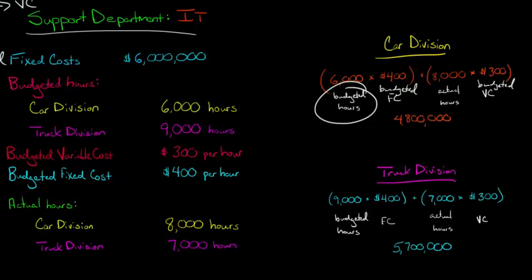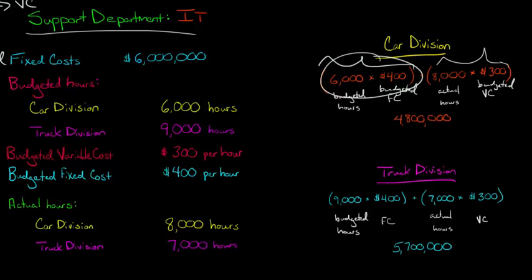So we're doing it two different ways, you see here. Here we've got budgeted times budgeted. Here we've got actual times budgeted, okay? So there's two different ways it's being applied. If you multiply these out and then sum them together, it gives you total cost allocated to the car division of $4.8 million, okay?